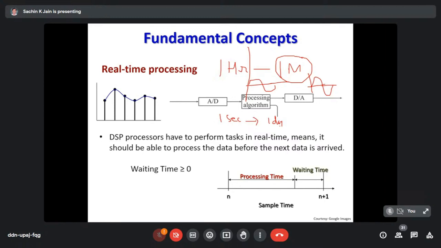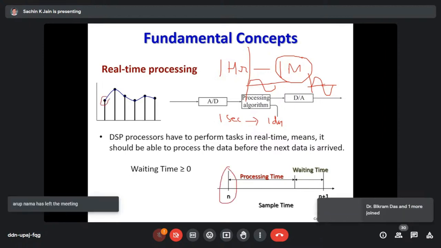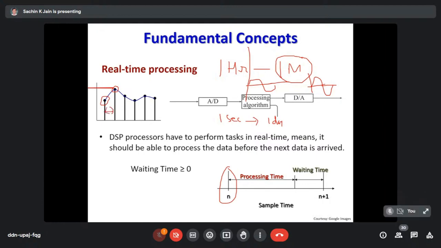Similarly, we have real-time processing. It means if we are sampling the signal in our system, and before we get the next sample, we are able to complete our complete processing, then we can operate that system in real time. So if your processing time is smaller than your sampling time, or your waiting time is more than 0, it is not negative, it means your system can operate in real time.